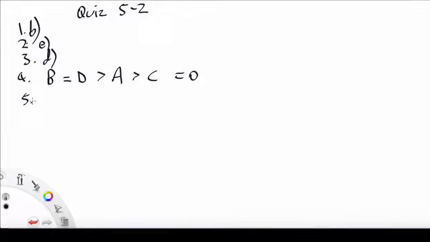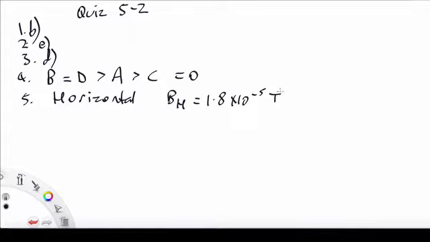Now for number 5. The vertical component of the magnetic field is parallel to the current, so there's no force from that. We're only interested in the horizontal component. So that, we'll call it BH, is 1.8 by 10 to the minus 5 Tesla. Then we have the current is 28 amps. And we have a length of 6 meters.